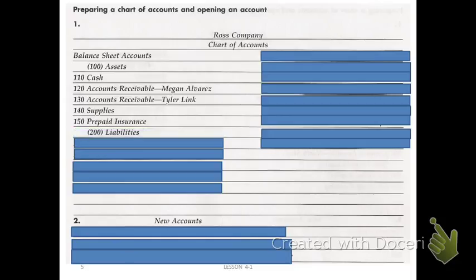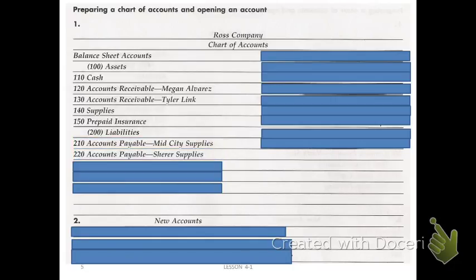Okay, our next division is liabilities. Our liabilities are slightly indented over to the right there, and liabilities all are going to begin with the number 2 for 200, and again they're a 3-digit number, so we have the number 200 next to liabilities. The first account title for liabilities is going to be accounts payable, and we begin in every 10th number. So since liabilities begin with the number 200, our first account title is going to be 210. And we happen to have 2 accounts payable. Okay, one is for Mid-City Supplies, and the next one is for Scherer Supplies.